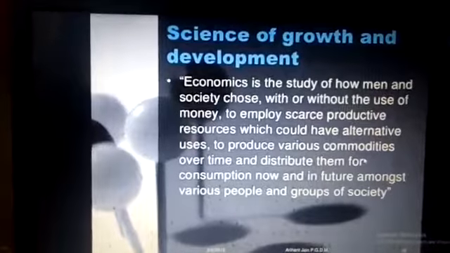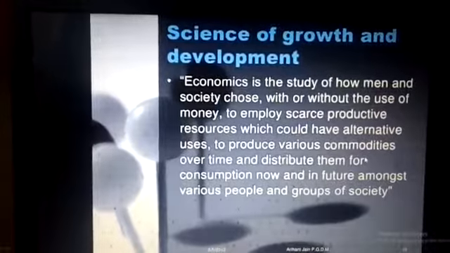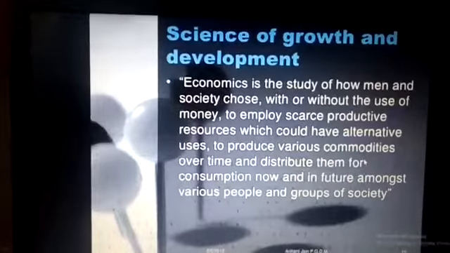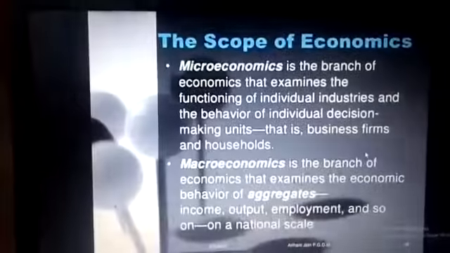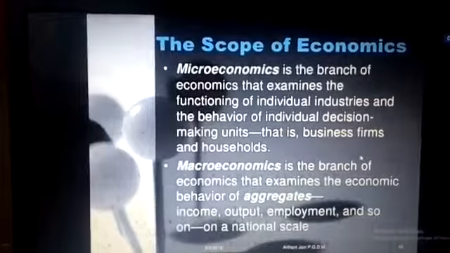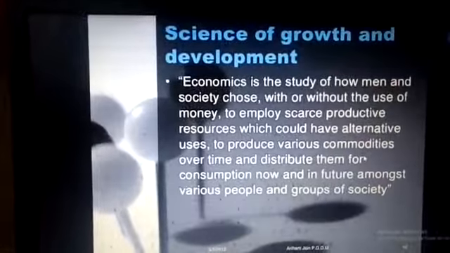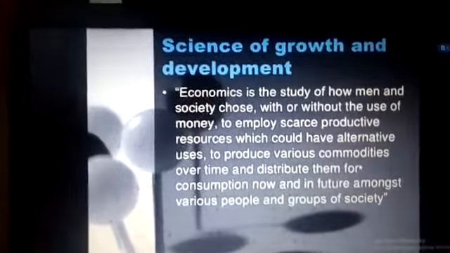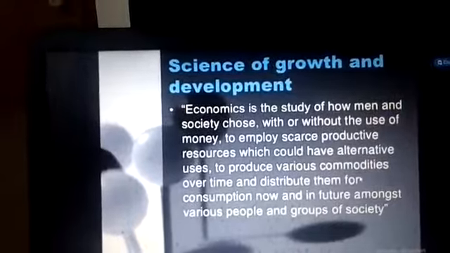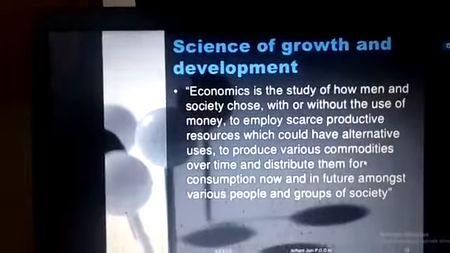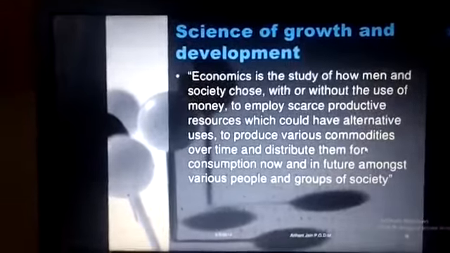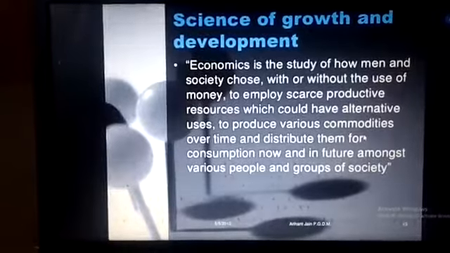for consumption now and in the future amongst the various people and groups of society. So this is the modern economics that is now going in trend. We also call this economic definition the modern definition of economics. At the current stage this is going on.